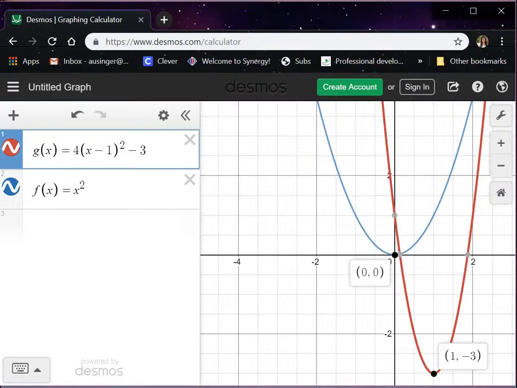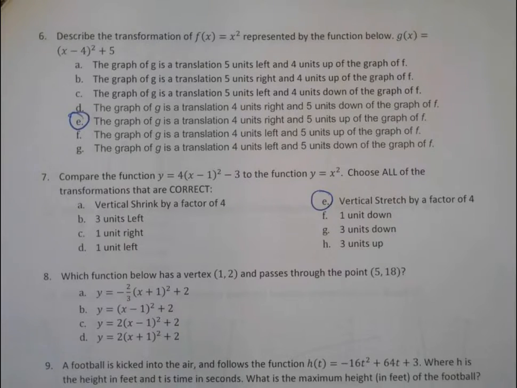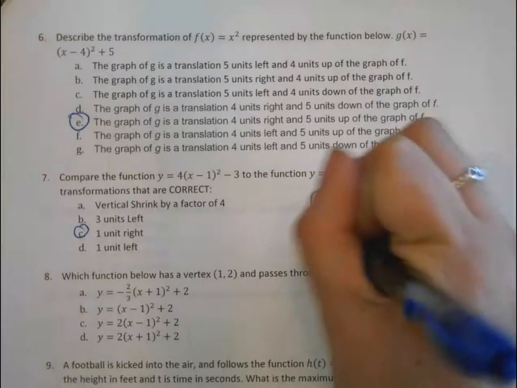I need to look at my graph here. It's going right 1, down 3. So right 1, down 3.